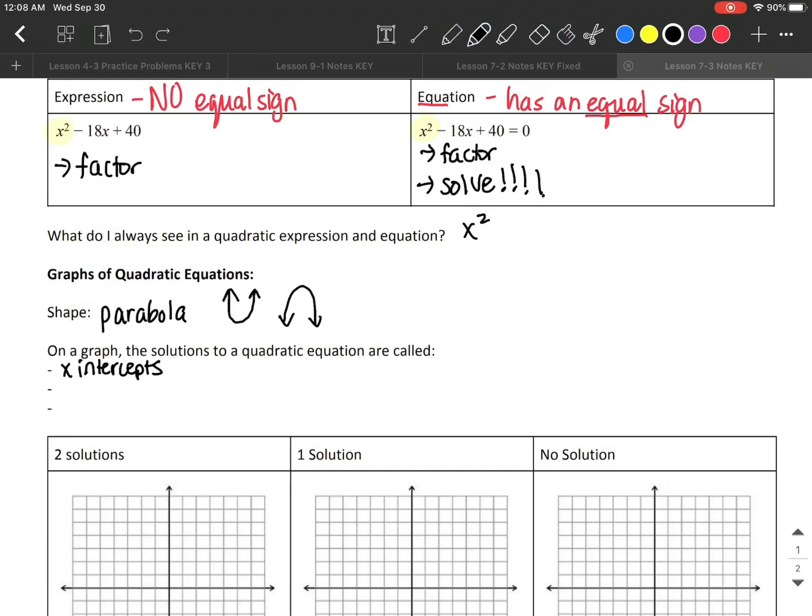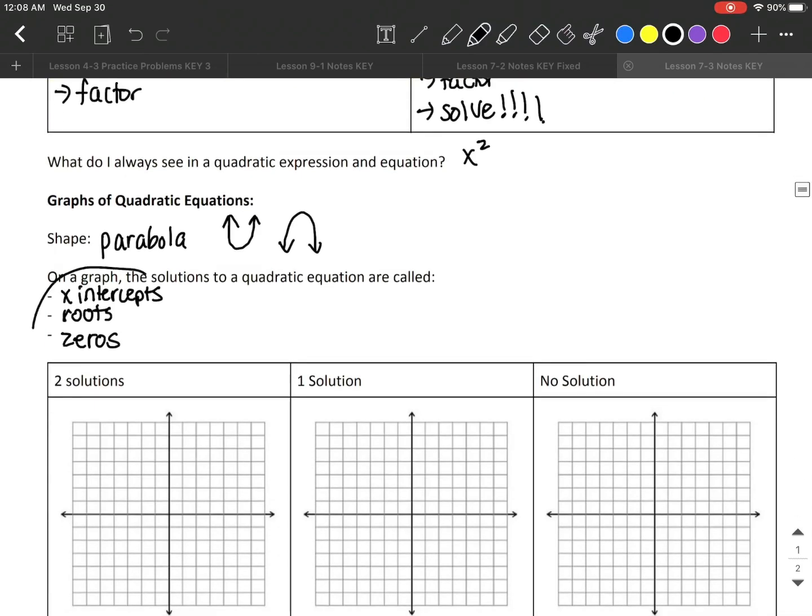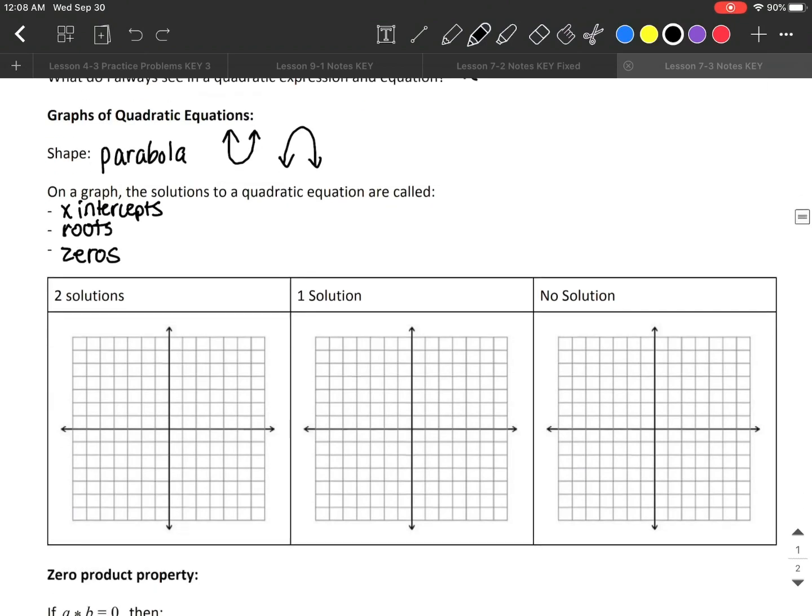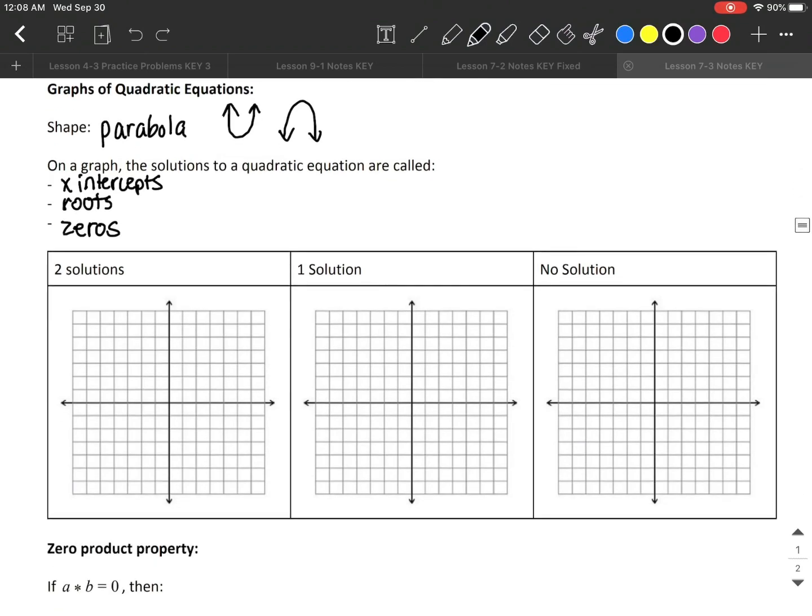Whatever x values give you y is equal to 0. Your output is 0. Another thing that we call x-intercepts is roots. So they're called roots, and they're also called zeros because they're what makes the output 0. So those are the three different things that they could be called when they're asking for the solutions to a quadratic equation. There are three different types of solutions you can have. So you could have two solutions, you could have one solution, or you could have no solution, which seems like always the case to everything.